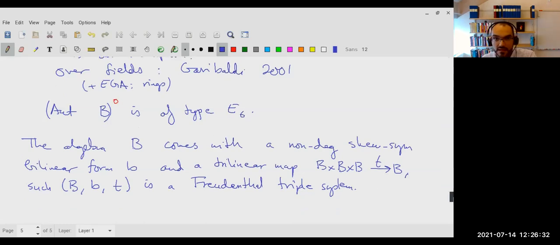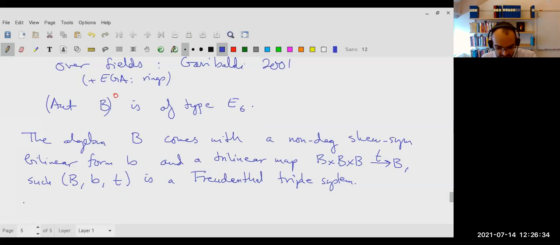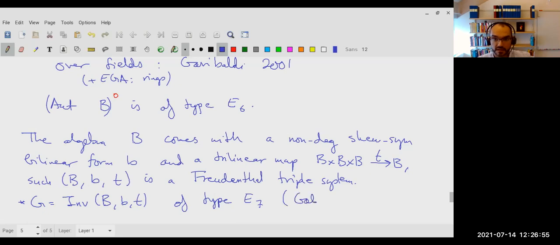And if we take now as our group G, the invariance group of this b, B, t, so the linear maps on B that preserve b and t, this is a group of type E7. So this again is Garibaldi plus EGA.